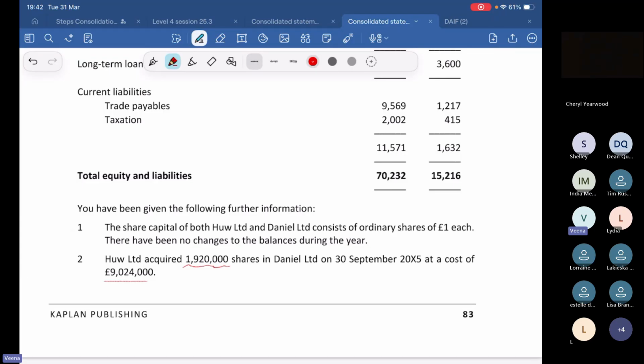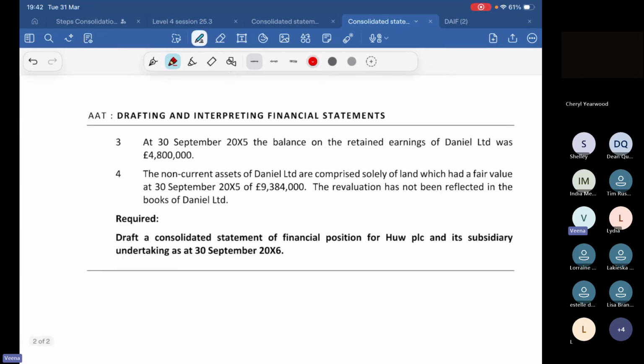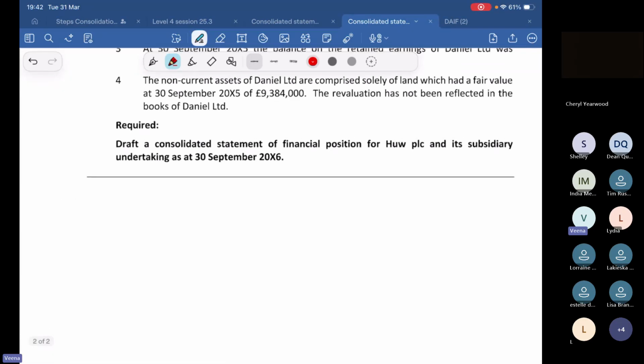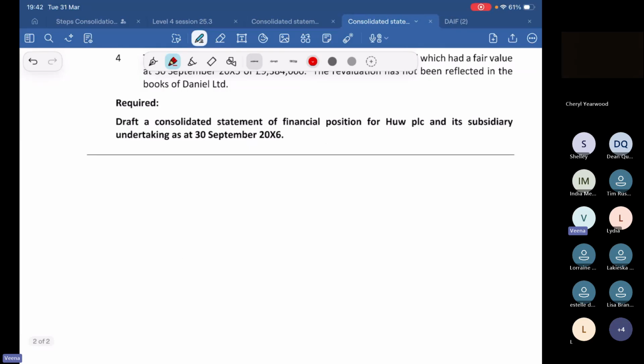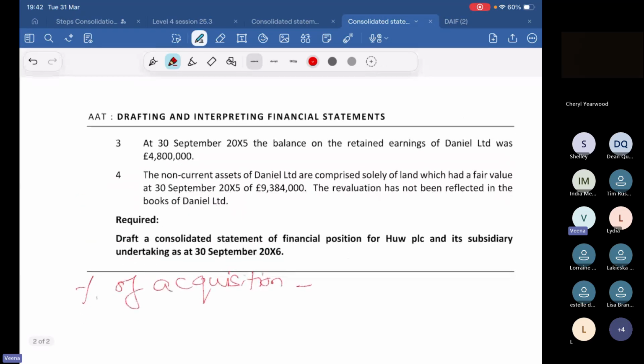Hugh Limited acquired 1,920,000 shares. First of all, my first task is always to find out the percentage of acquisition. That is my first task, guys. So what is the percentage of acquisition, and how do I calculate it?